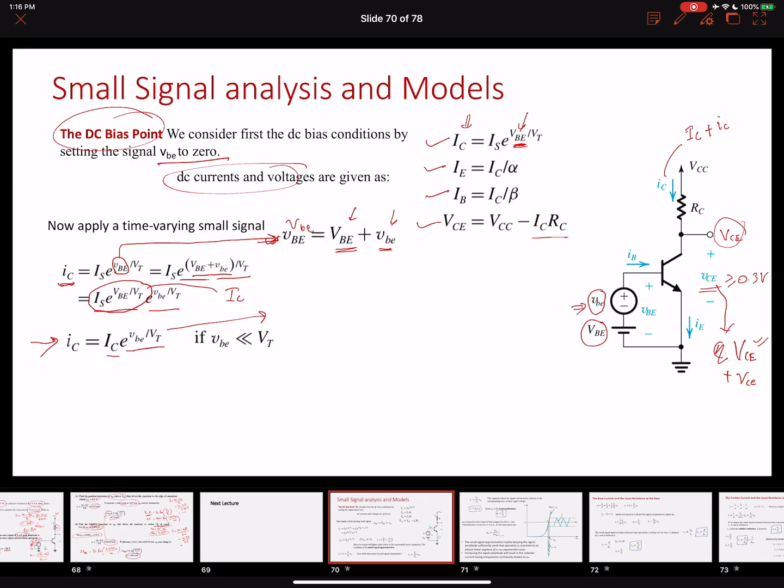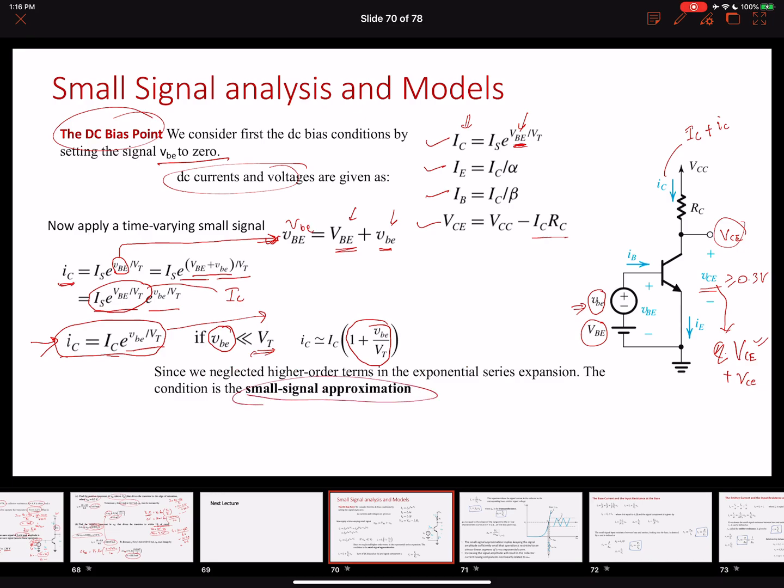If we do an expansion of this equation, considering our time varying component to be very small compared to the threshold voltage, we make this assumption, and we realize that this is the small signal approximation, or the condition for linear operation. Then our expansion of this exponent is going to be 1 plus VBE over VT. We can also expand this equation. So this is the small signal operation condition.